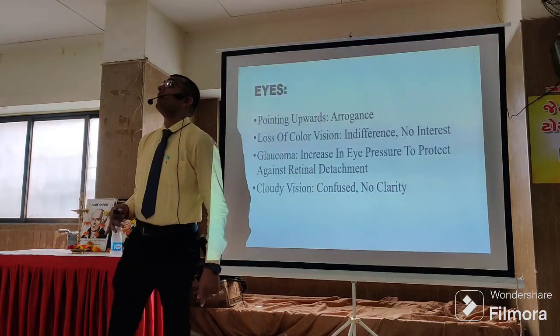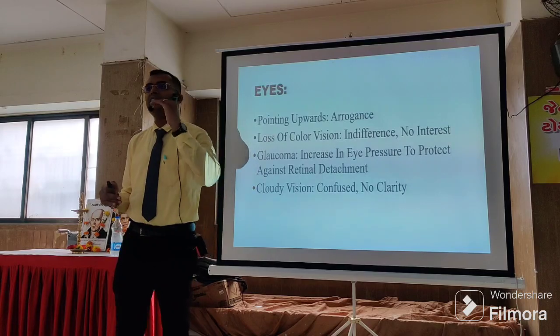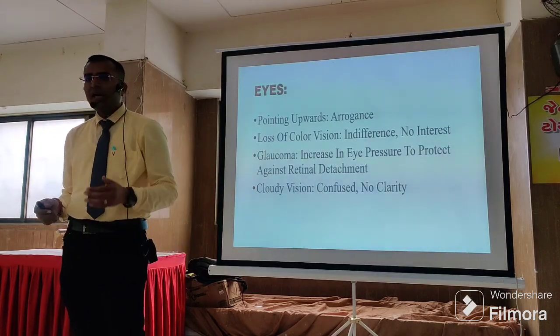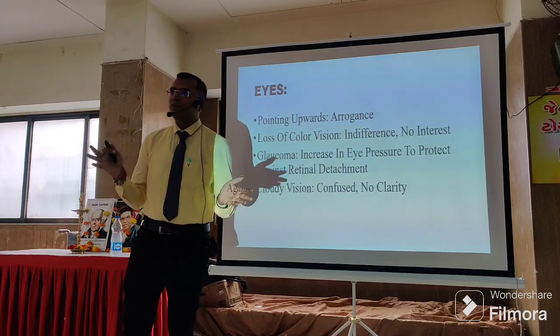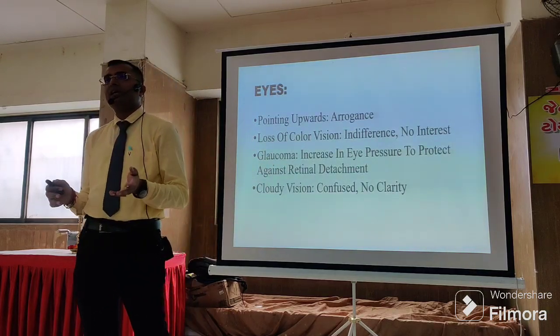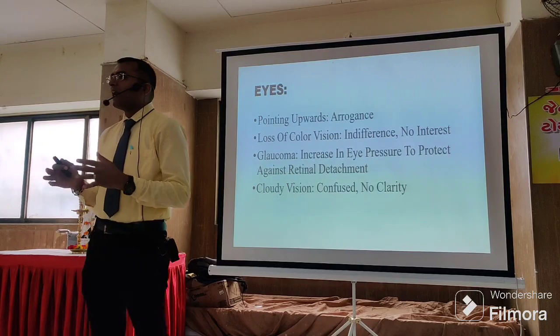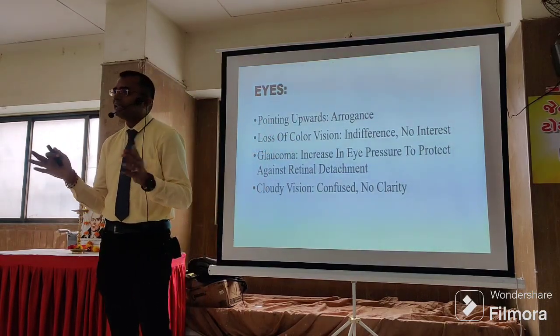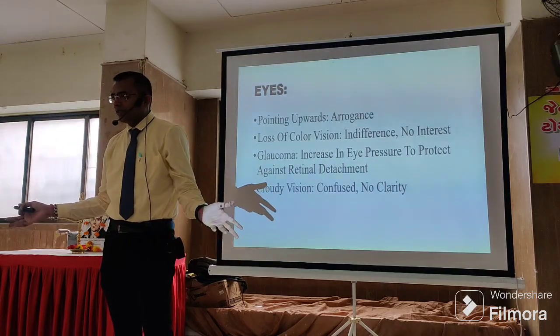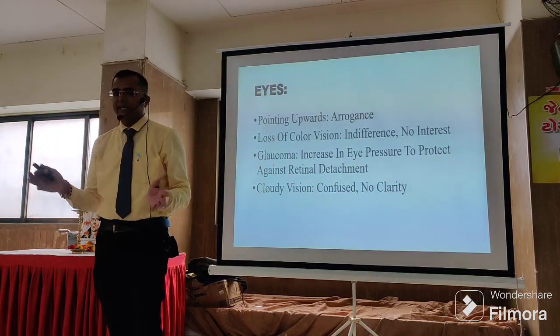This pointing upward eyes represent that I have some ego and arrogance. Okay. Loss of color vision. If you have a child, the eye develops normally, but the child cannot perceive the color. So that means what? The child is not having any interest in this colorful world. So it is indifferent, no interest.